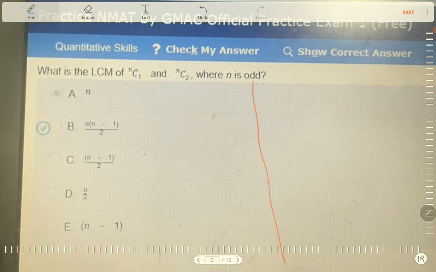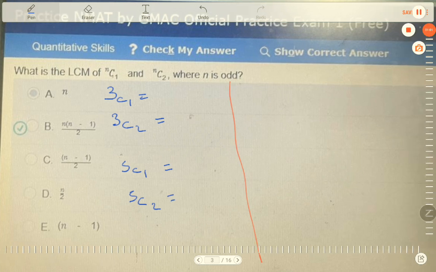So 3 combination 1. What is 3 combination 1? So we can say 3 combination 1 equals, and 3 combination 2 equals. So then we find out how this relates here. But it's kind of have 2, so let's have 2 in place. 5 combination 1 equals, and 5 combination 2 equals. So if we have these two sets of numbers, then we can test it and see the one that works for.